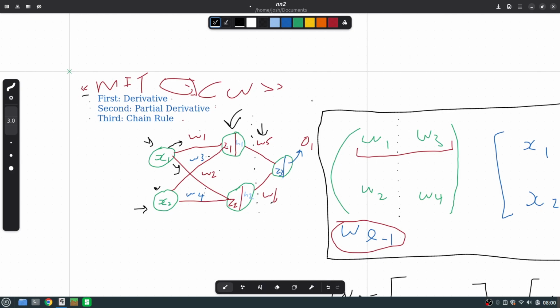Backpropagation is very simple. If you understood the forward pass, I think the backpropagation should not be an issue for you as well. So you're going to need these prerequisites though.